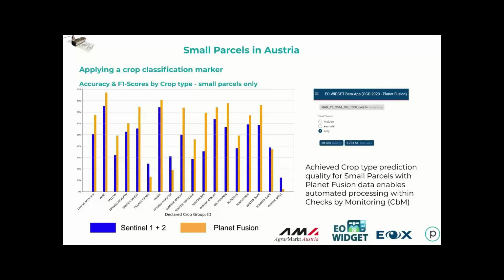If you look then at the crops in particular, we can see generally Planet Fusion performs better than Sentinel-1 and 2 over these small parcels, sometimes with a large margin and sometimes with a smaller margin. And then there are a few use cases where neither Sentinel nor Planet Fusion performs very well, and maybe Sentinel performs a little bit better in those cases. So the outcome of this is that AMA in Austria sees a potential in a solution when it comes to crop classification with the use of Fusion.